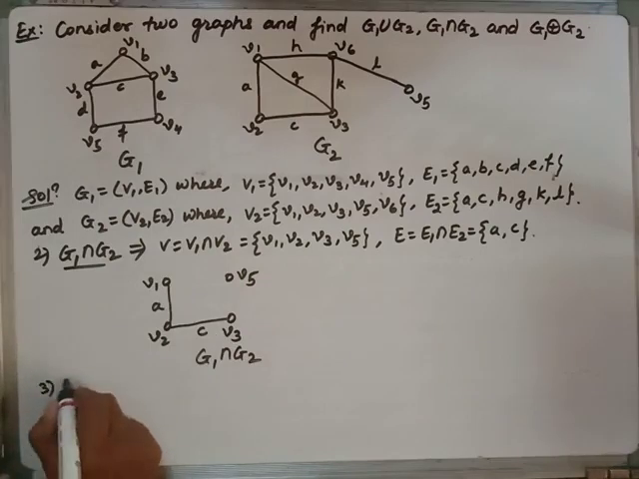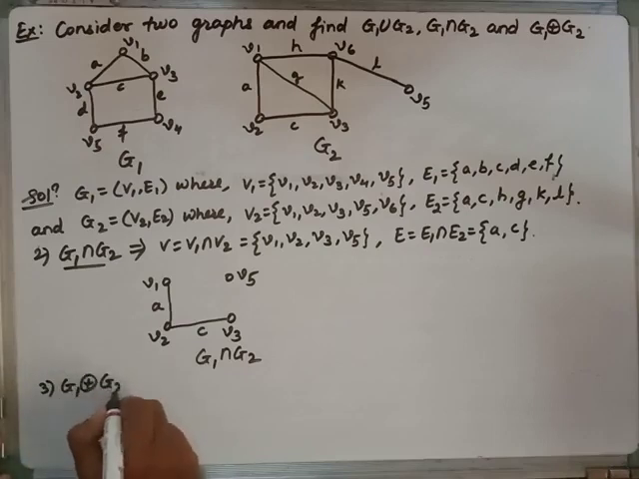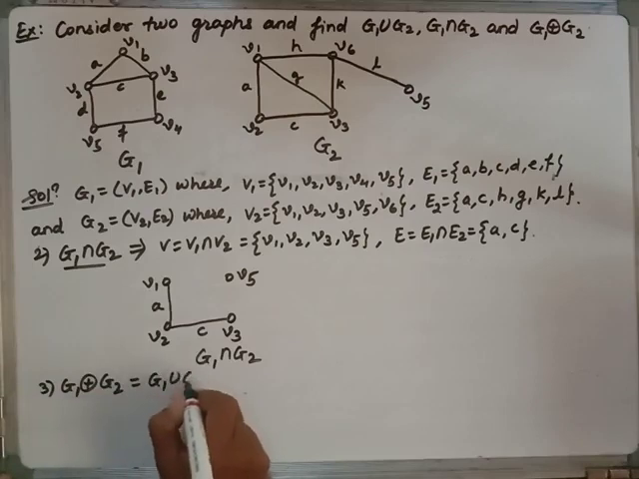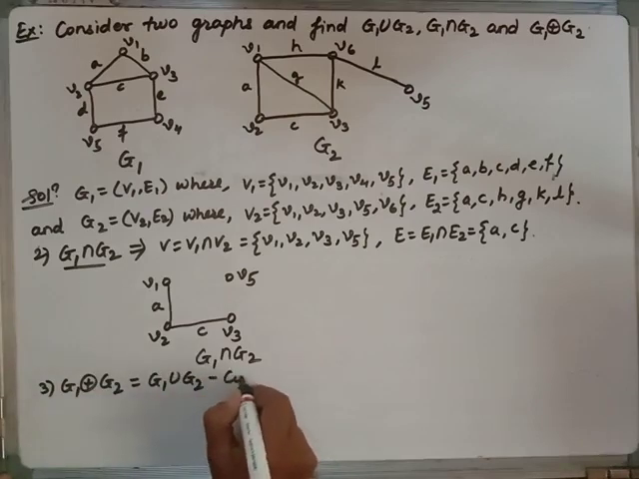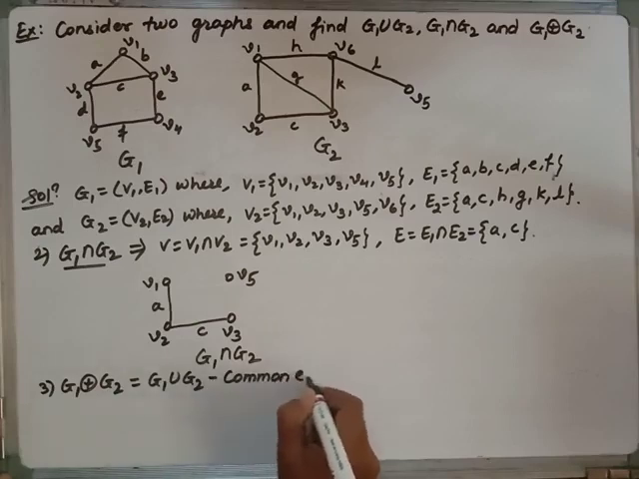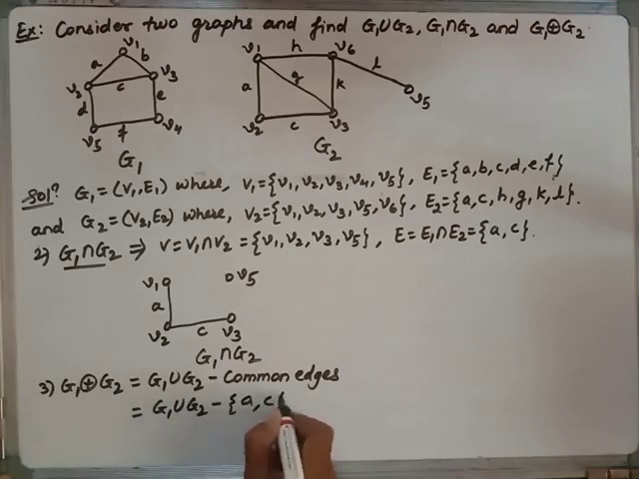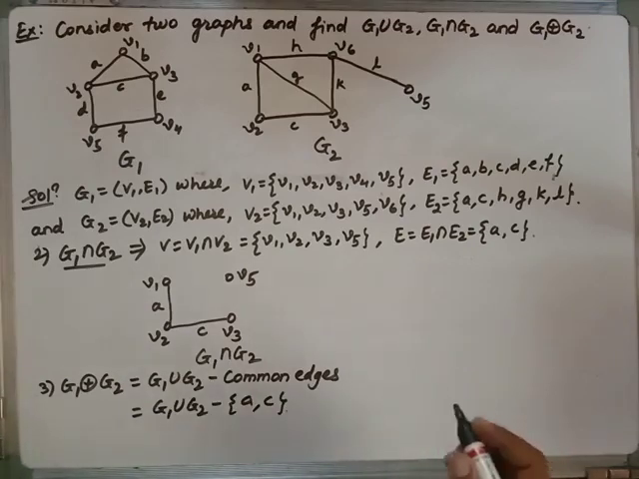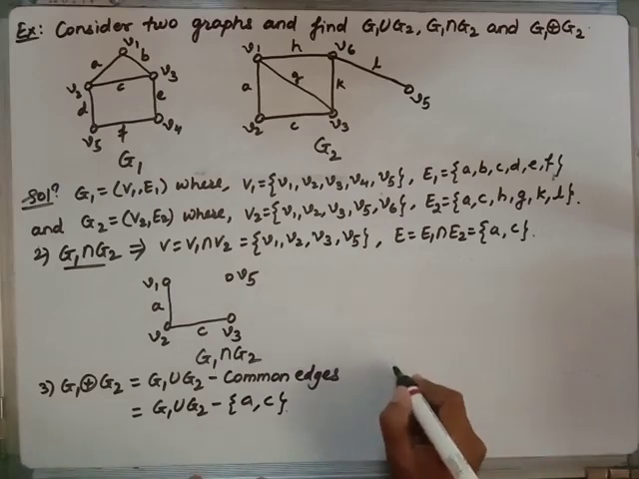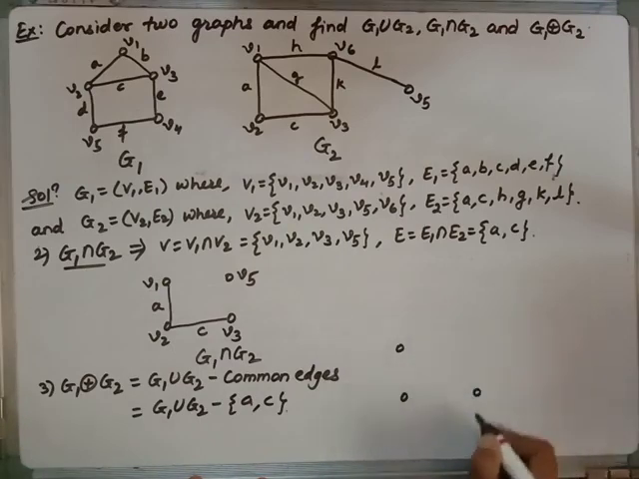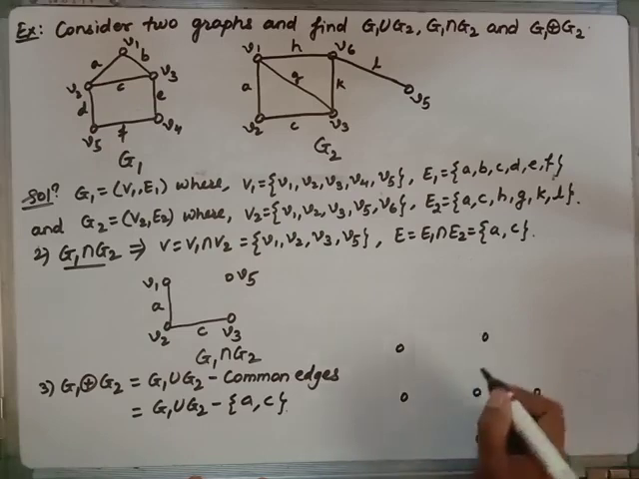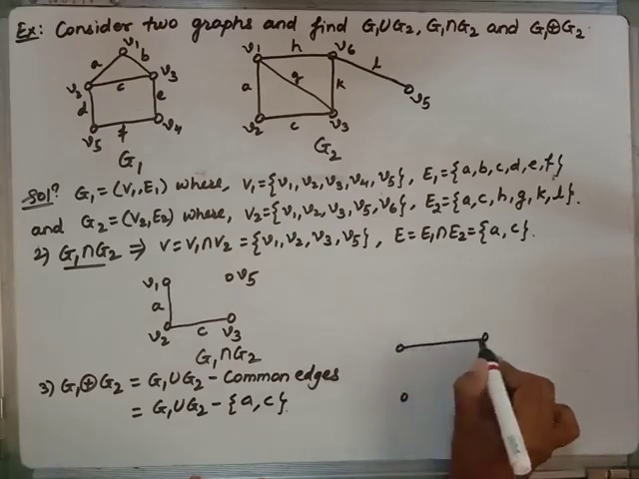Now the third part is G1 ring sum G2. It is G1 union G2 minus common edges. That is G1 union G2 minus what? A and C. And we have just found G1 union G2. So simply remove A and C from there and write down the remaining. So this is V1, V2, V3, V4, V5 and V6. So that graph will be as such.